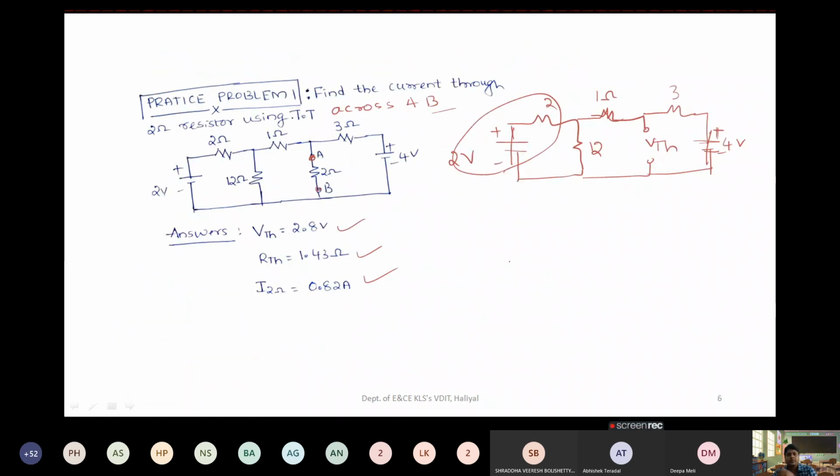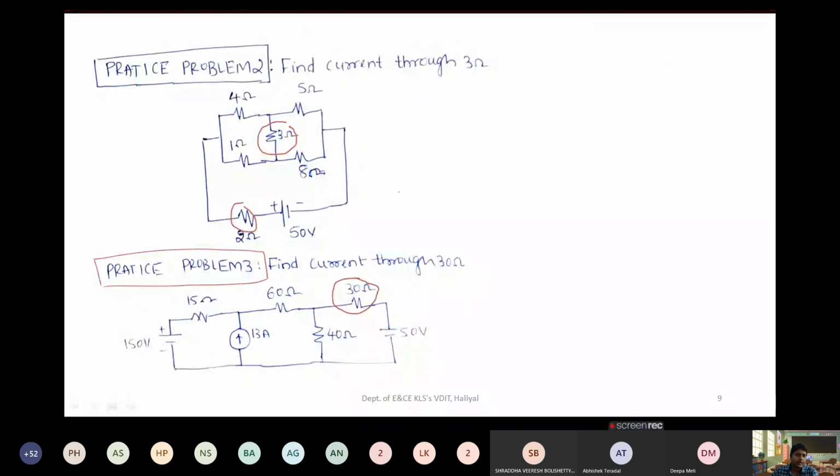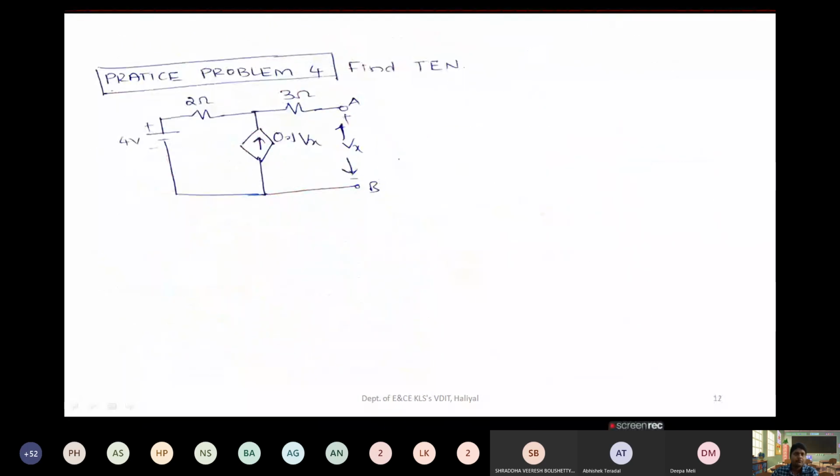Okay, so that's all about practice problem 1. 2 and 3, I think they are very much similar. And practice problem 4. So 4 problems you need to solve. You must solve them.